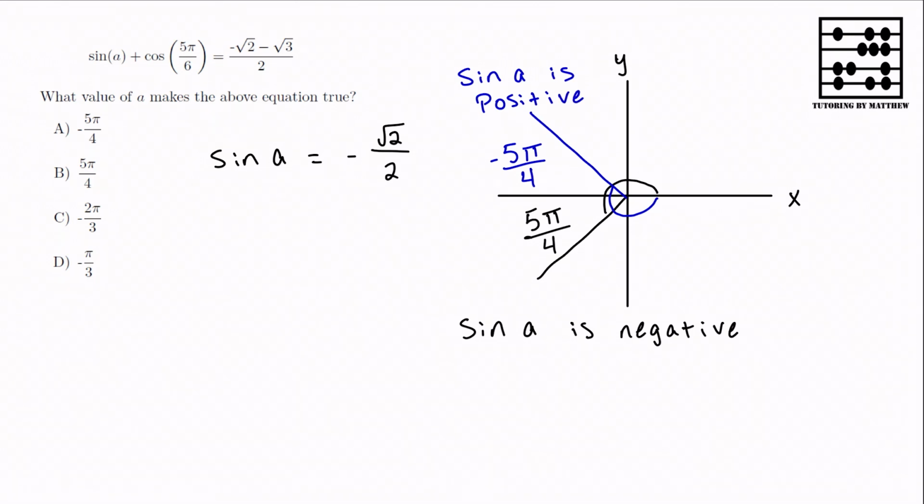And a is equal to 5 pi over 4 to make the above equation true. Please feel free to draw this out on your own, because connecting the equations to the geometry really drives home the relationship between the unit circle and trig functions.